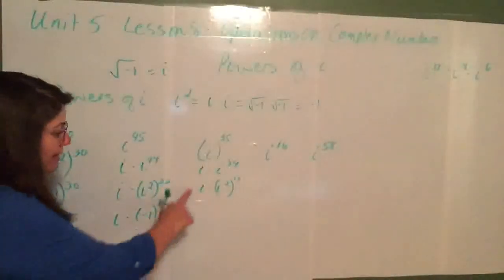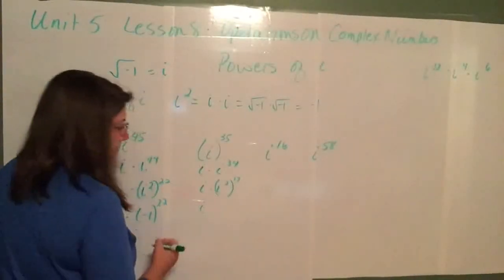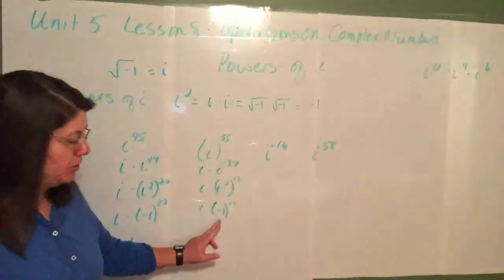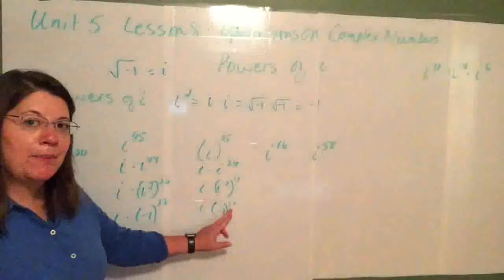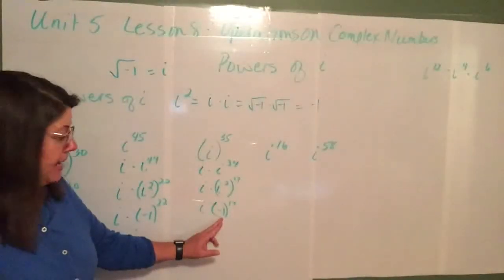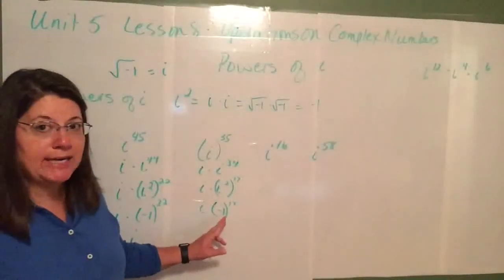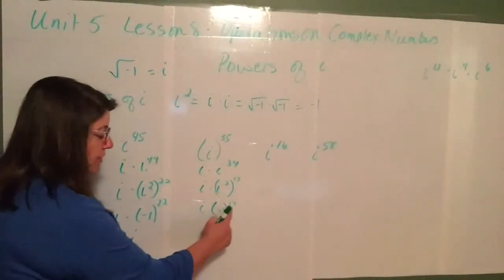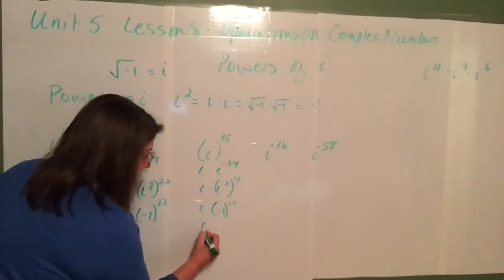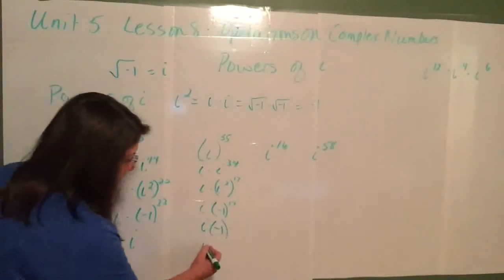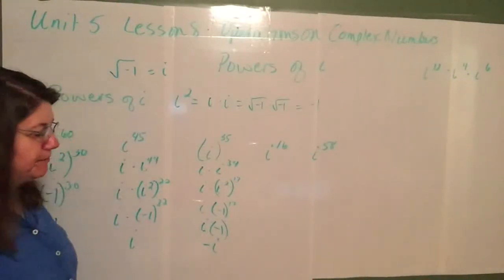And then I know that this i is just going to come down. i squared is -1. A negative number to an odd power is going to be a negative. And no matter how many times we multiply 1 times itself, we're going to get 1. So negative 1 to the 17th power is negative 1. So we have i times negative 1, which is negative i.